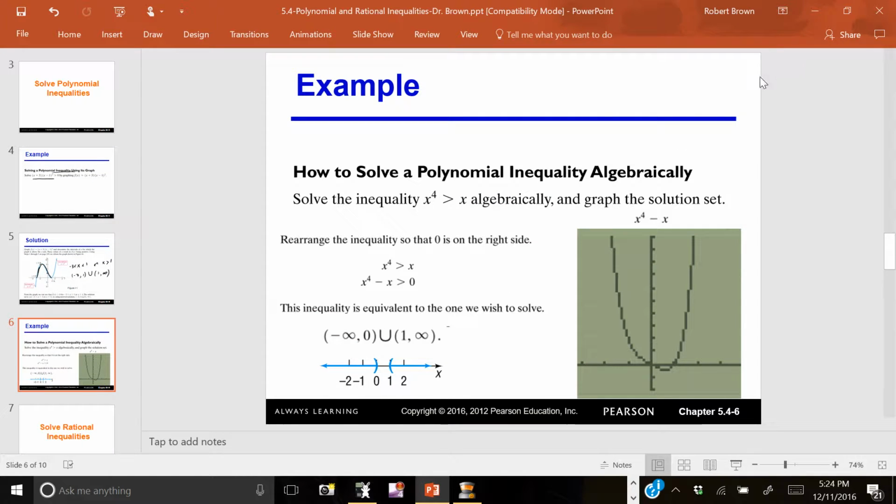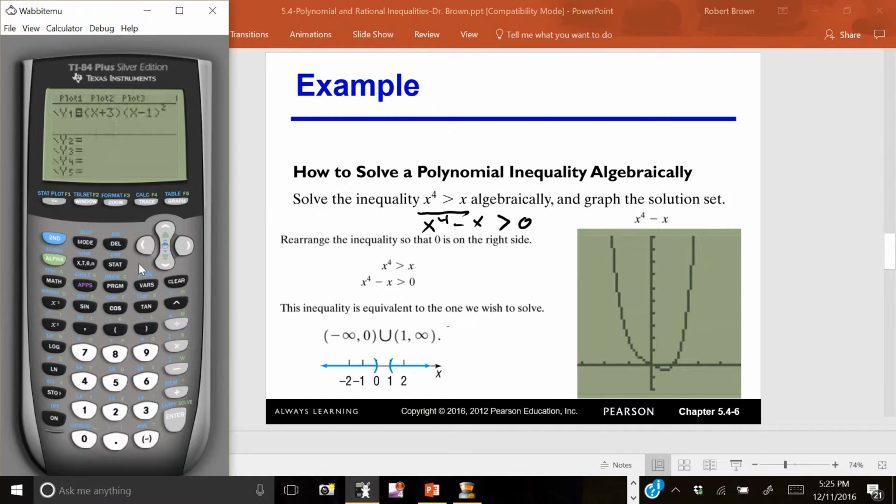Now let's take another one. x to the 4th more than x. We could graph x to the 4th and graph x and just see where one graph is above another one, but a simpler way is to subtract x and look at x to the 4th minus x is more than 0. And we'll go ahead and graph it. I've got the results of it right here.